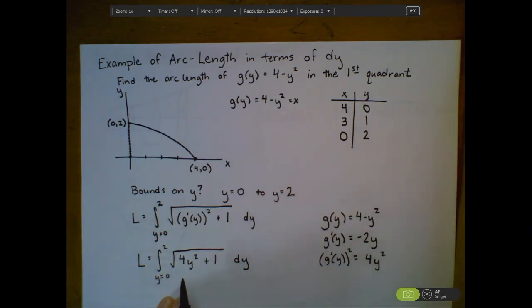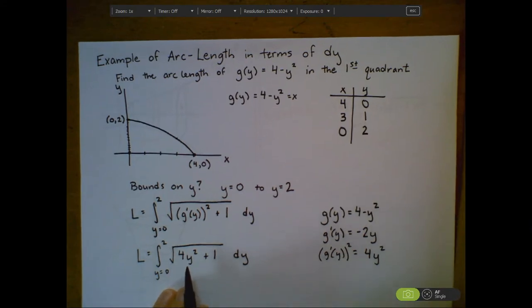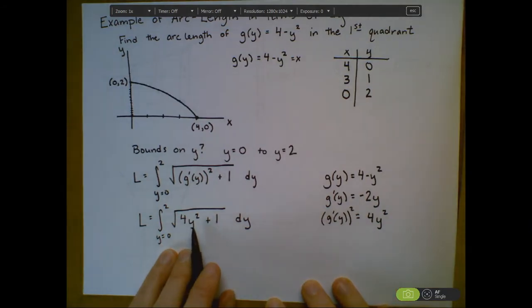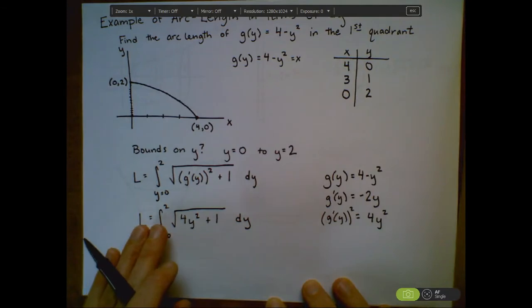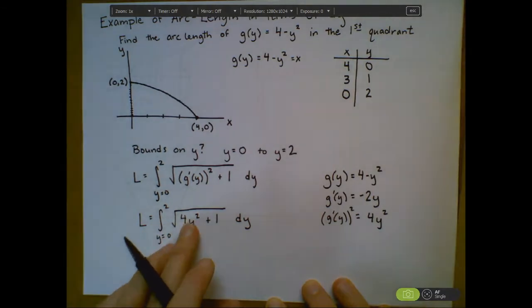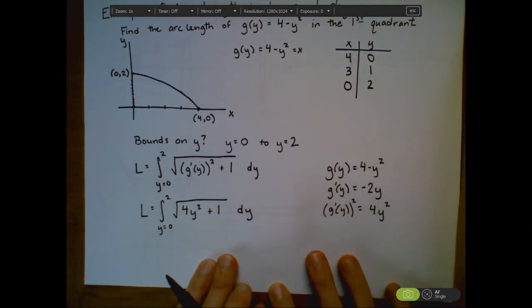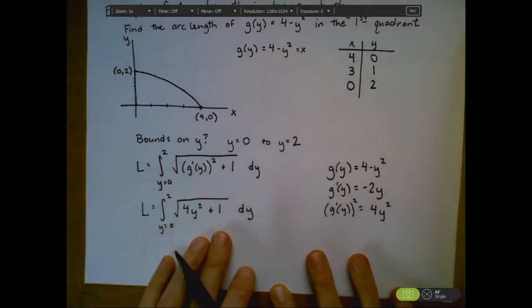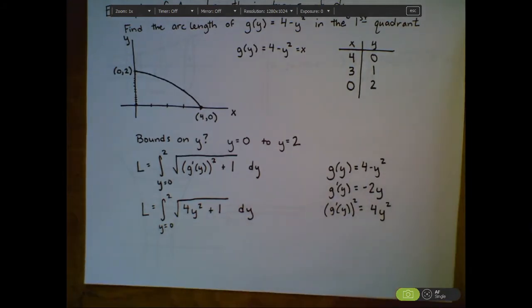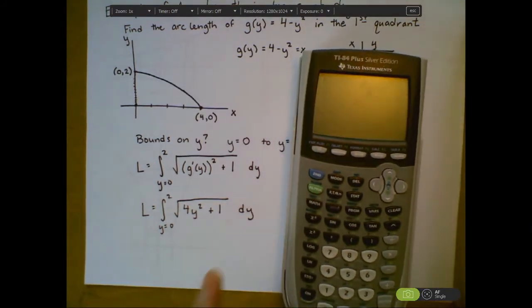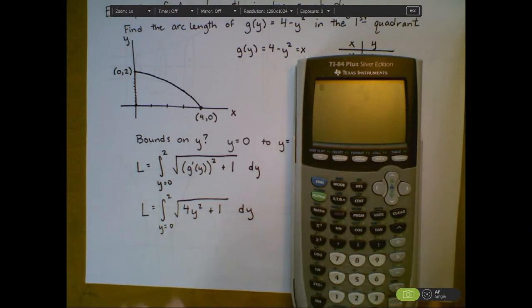So the task of integrating this is a little bit harder than what we would want. There is a trig substitution that you could do. You could let y equal tangent x. I would have to pull out a 4 first, and then I think it ends up being 1/2 tangent x. That's one trig sub, but then it turns out you need a whole sequence of trig subs and integration by parts, and it's much, much messier than what I want to do right now for this example, because we're focusing on arc length and not really difficult techniques of integration. So I'm just going to get a numerical approximation on my calculator.